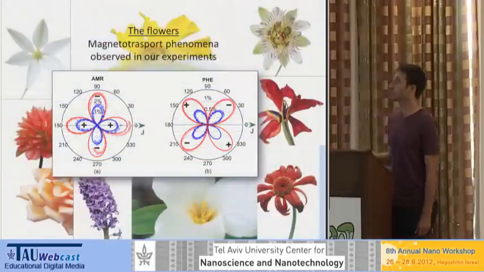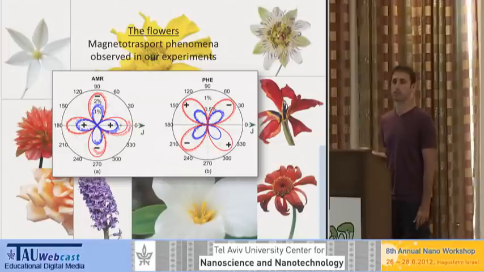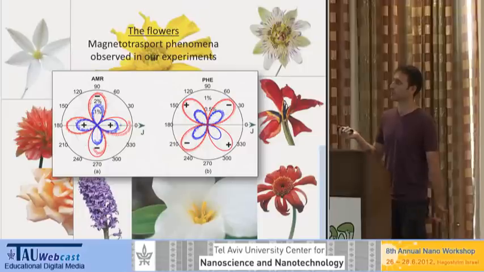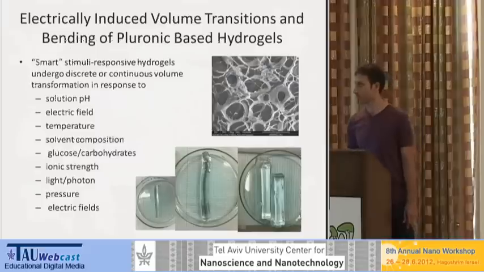In order to do that, we measure magnetoresistance, for instance, and we get flowers, which is also pretty special. And if you want to know what exactly these flowers are and why we get them, you can visit the poster. Thank you very much.